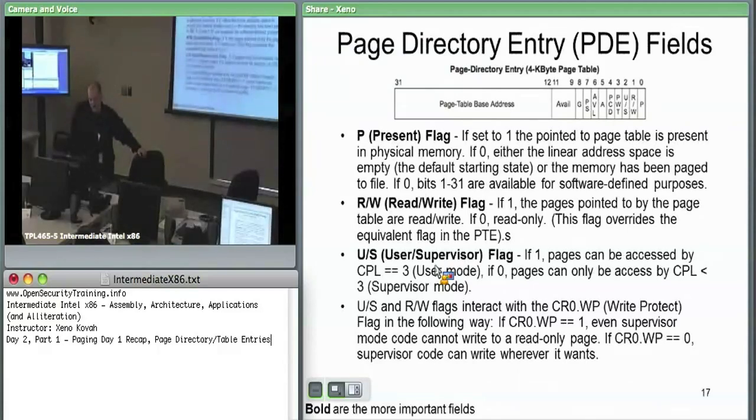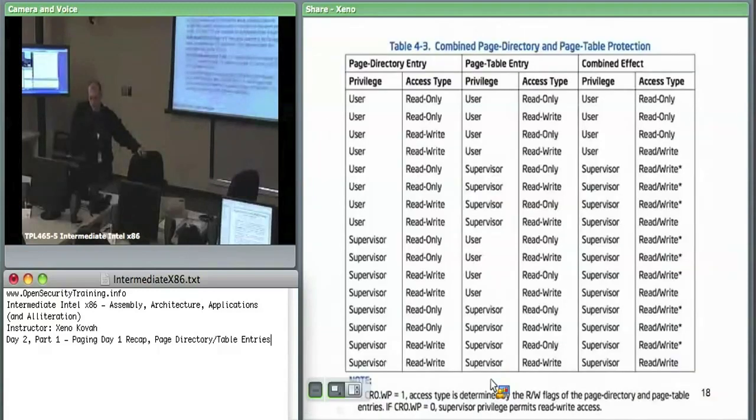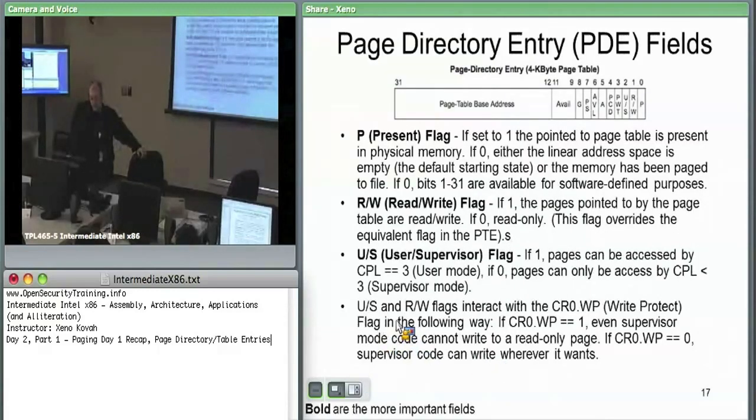All right, and this is pretty much where we left off yesterday. The only other thing to say about this user and supervisor is that they interact with a flag that we haven't seen before. In CR0, there's something called write protect. It's not a security mechanism, it's a sanity check mechanism.